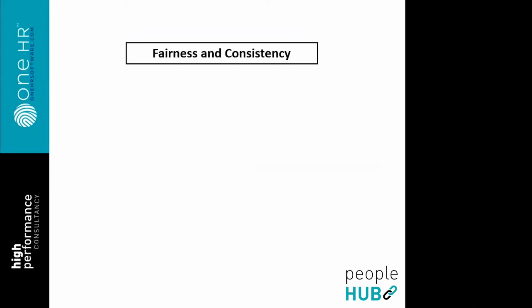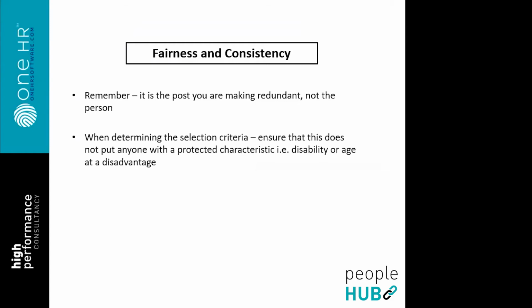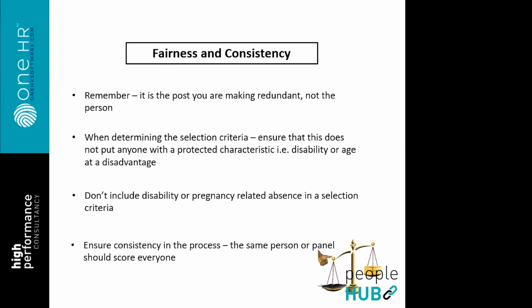So fairness and consistency, this is really critical when considering the process for restructures or redundancies. Like I say, I'd just like to reiterate that it is the post that you're making redundant and not the person. When determining the selection criteria, ensure that this does not put anyone with a protected characteristic, i.e. disability or age, at a disadvantage. Don't include disability or pregnancy-related absence in a selection criteria. And ensure consistency in the process.